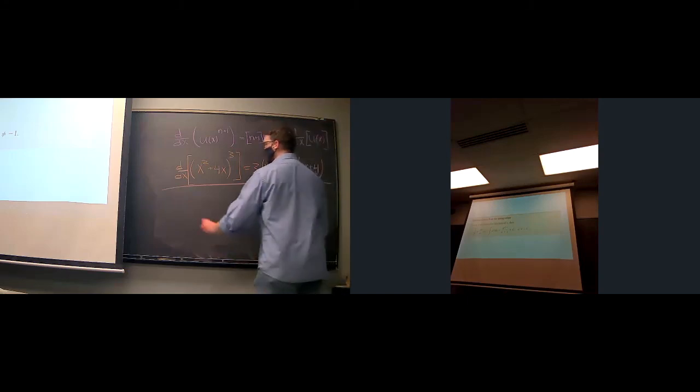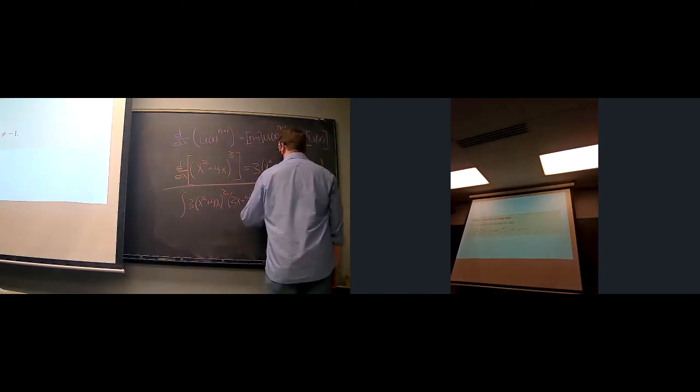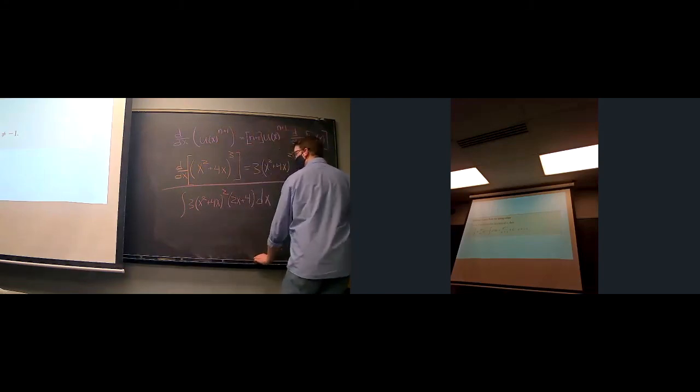So if we're given this and asked to integrate it, let's say we didn't see how we got to this part, right? We want to work backwards now. We're told integrate 3 times x squared plus 4x, that quantity squared, times 2x plus 4, with respect to dx.